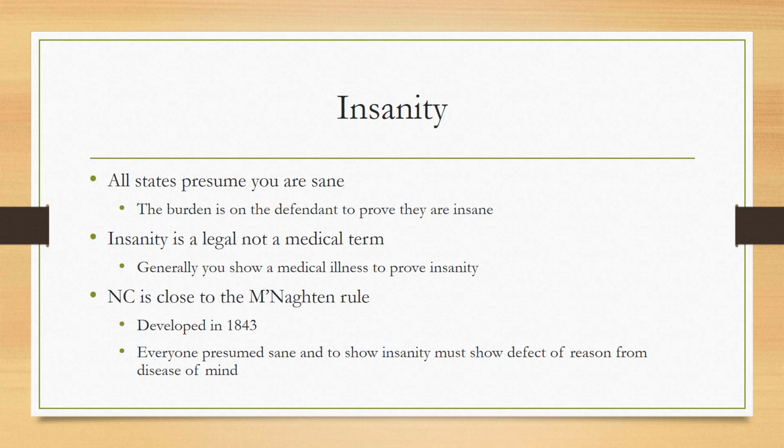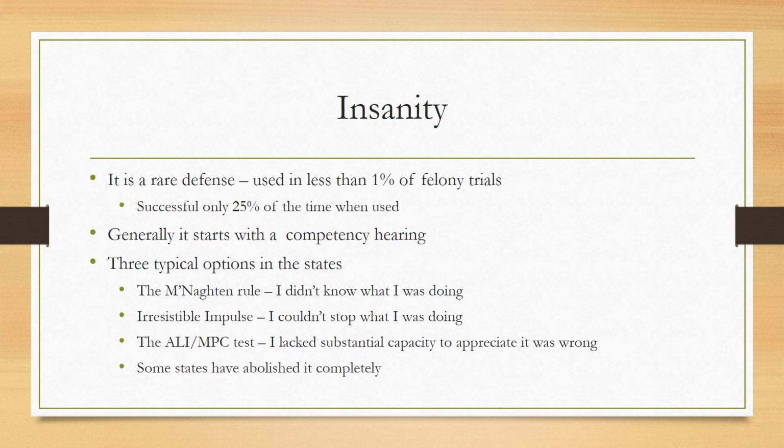So North Carolina uses what's called the McNaughton rule, or something pretty close to it, and this developed, believe it or not, all the way back in 1843 when we knew a lot less about mental illness. But basically it says everyone's presumed to be sane, you've got to show insanity, and you've got to show a defect of reason from a disease of the mind. As I said, very rare, used in less than 1% of the cases.